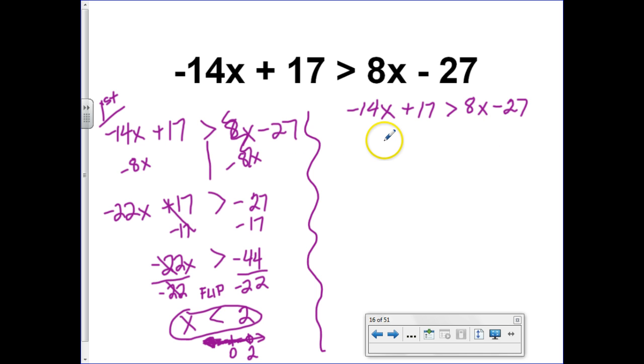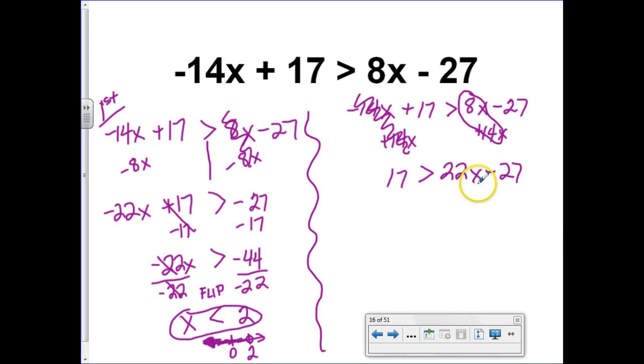So it's perfectly legal to take a look at this inequality again, and instead of subtracting 8x from each side, if you would rather be Polly the positive person, then you would add 14x to each side. And when you do that, this time the variable on this side is eliminated because they're exact opposites. I don't have to flip anything, but now when I combine my like terms on this side, that's 22x, and I have minus 27. Now my variable's here.